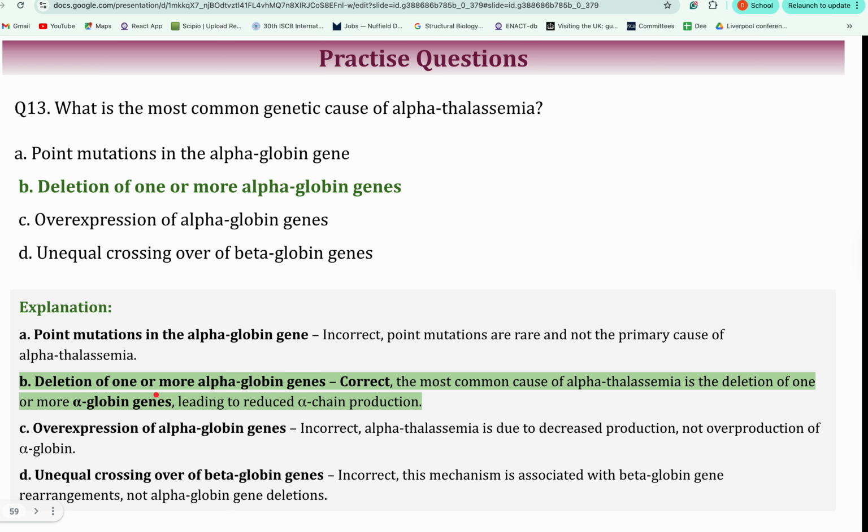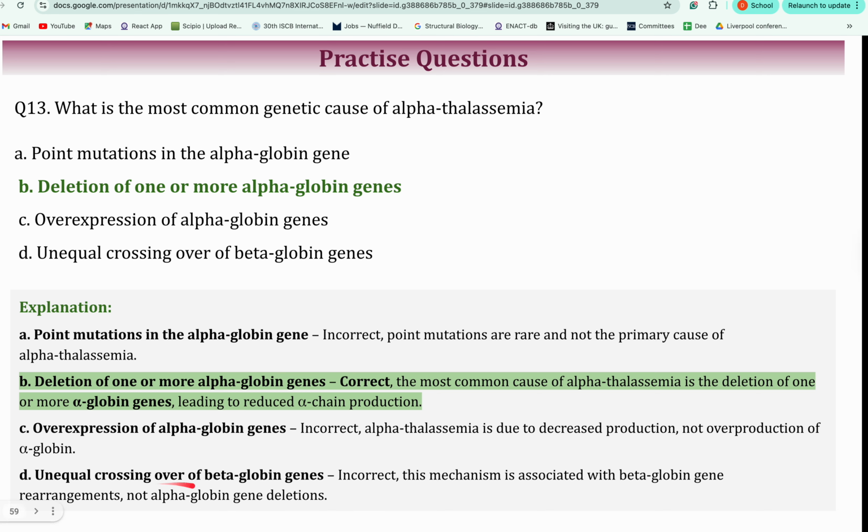Second was deletion of one or more alpha globin genes. So this is correct because it is the most common cause of alpha thalassemia. In this, deletion of one or more alpha globin genes is observed, which leads to reduced alpha chain production. Now option C was overexpression of alpha globin genes. So this is also incorrect because alpha thalassemia is due to decreased production and not increased.